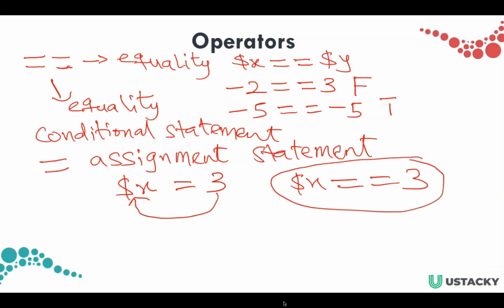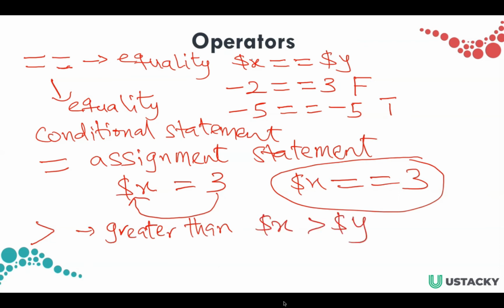Another operator is greater than. For example, if you have $x is greater than $y. For example, if you have 5 greater than 3, this is going to return true. But if you have 2 is greater than 10, this is false. So let's talk about the next operator.